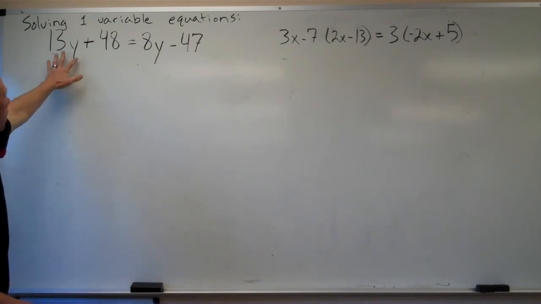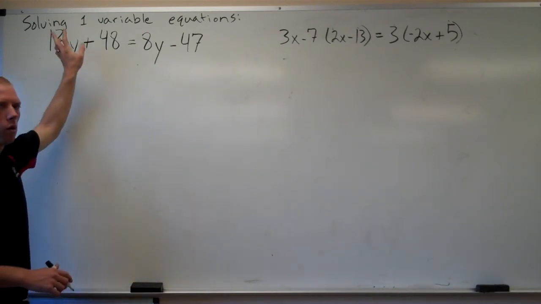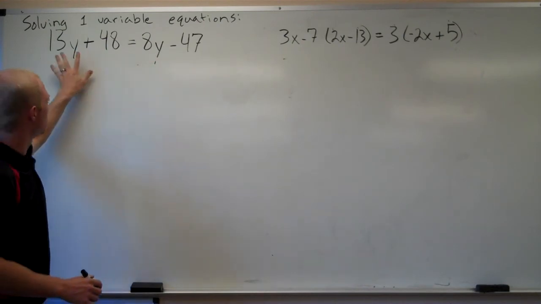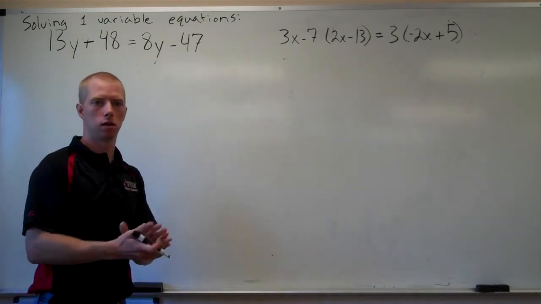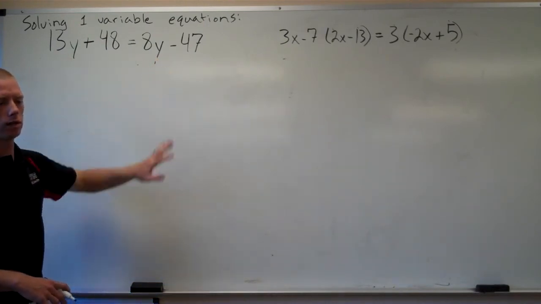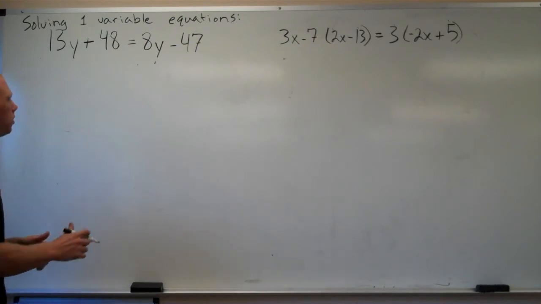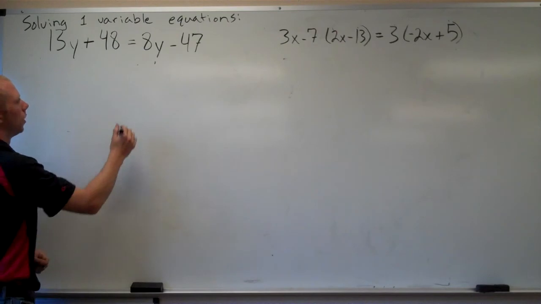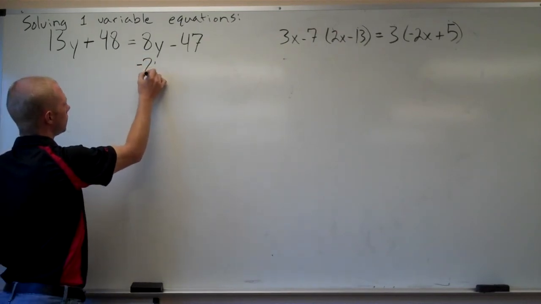Here I notice something, one variable. One variable does not mean that it only appears once. It just means that every time it appears, it's going to be the same variable. So here I have some y's over here and some y's on the other side of the equation also. First step is going to be to move all my y's to the right side.